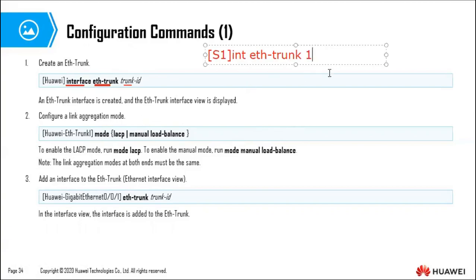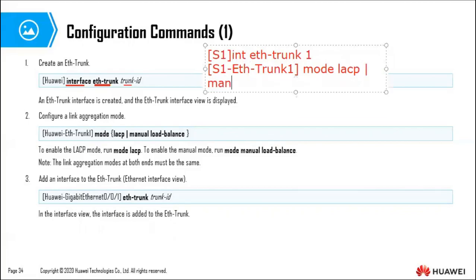Then after that, you'll get into the Ethernet trunk S1 Eth Trunk 1 view. Then you can choose the mode. So mode can be LACP or it can be manual load balance. So it can be that or it can be manual load balance.